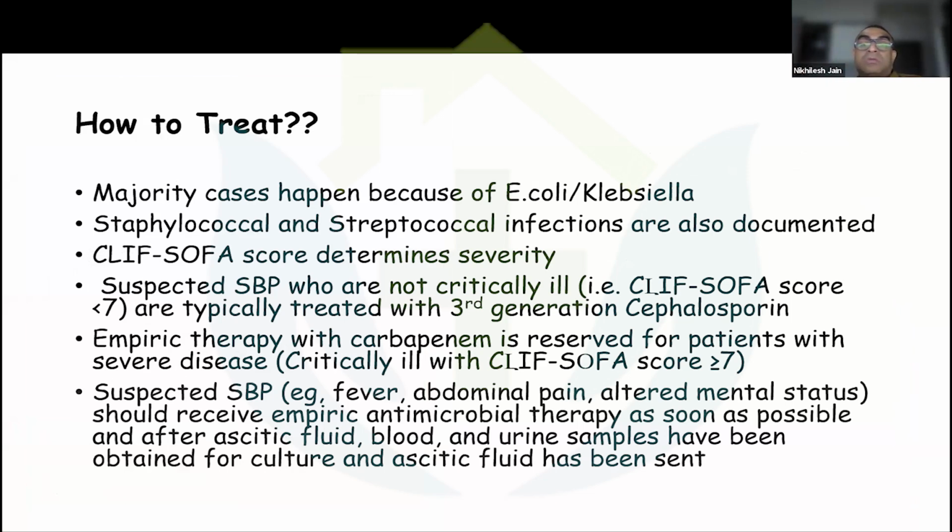So this is a point in contention. You should remember this. Those who have a CLIF-SOFA score of less than 7 are typically treated with a third generation cephalosporin. If you've got a CLIF-SOFA score of more than or equal to 7, then you use carbapenems as empiric therapy. And of course, empiric antibacterial therapy should be initiated as soon as possible, once you're done with your samples.